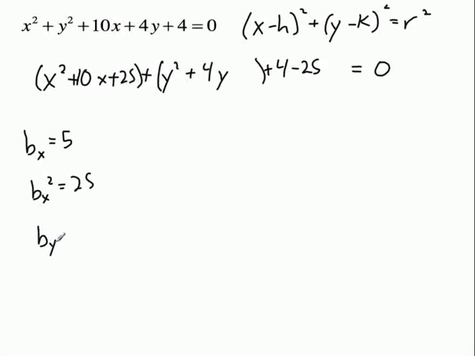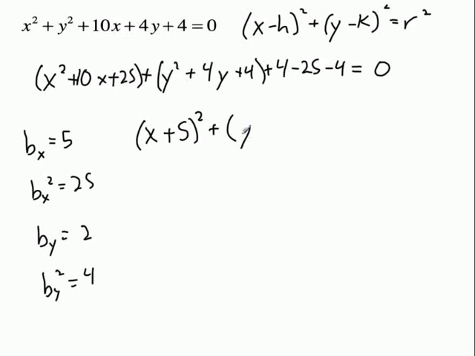Now the b for my y is this middle term divided by 2, which ends up being 2. And then b squared is going to be 4. So I need to add 4 and then subtract 4. So if you factor this out, two things that multiply to 25 that give me 10 is going to be 5 and 5. So this will be x plus 5 and x plus 5, or in other words, x plus 5 squared, plus two things that multiply to 4 that add to 4 is going to be y plus 2, or in other words, y plus 2 quantity squared. This 4 will go away with this 4. So you end up getting negative 25 equals 0.